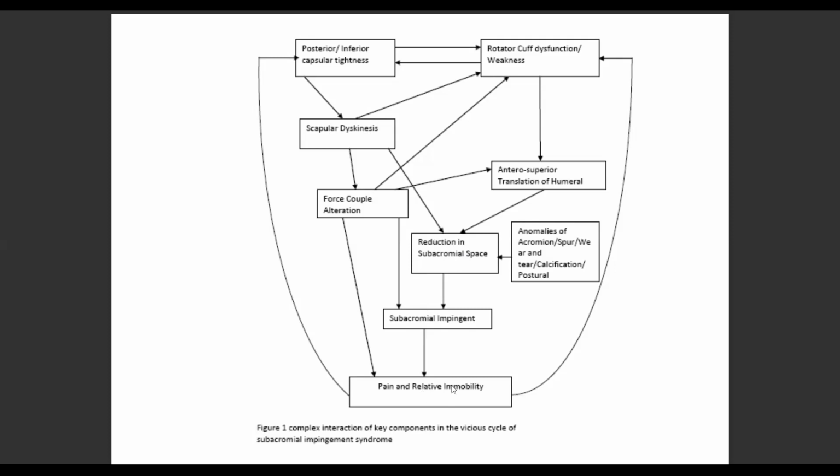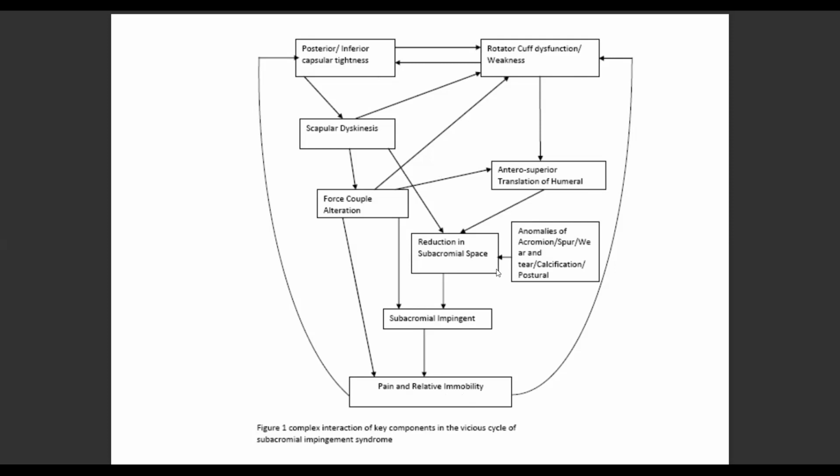immobility. The range of motion will be limited, and this pain and relative immobility will again cause rotator cuff weakness, because there will be no mobility and there will be pain, and because of the pain the patient will be unable to mobilize the shoulder joint, and hence it will lead to tightness of the posterior capsule. Posterior capsule tightness will again cause rotator cuff weakness, and pain and relative immobility will cause rotator cuff weakness, which will further cause posterior capsule tightness, and hence again the process will begin.